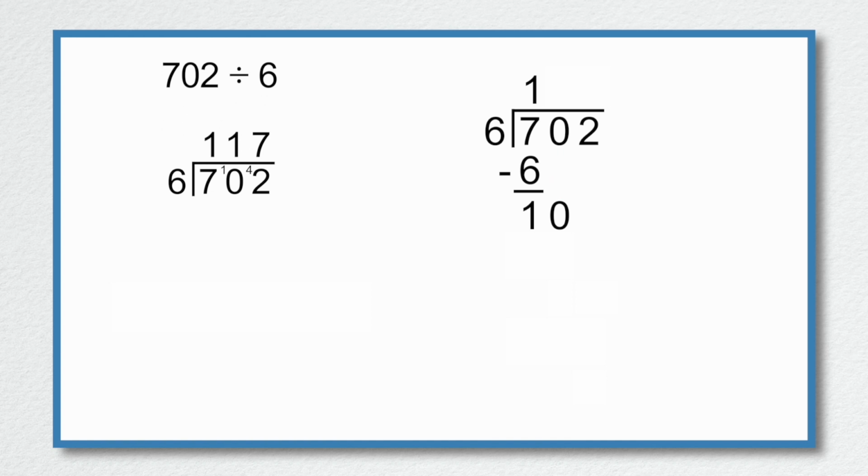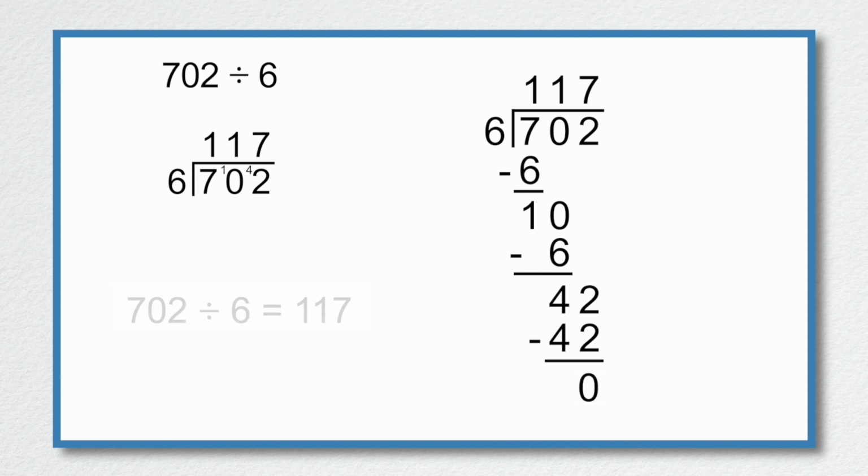10 divided by 6. 6 into 10 is 1, because 1 six is 6. And if we take that away, we're left with a remainder of 4. We bring the 2 down. 42 divided by 6. Well, 6 into 42 is 7, because 7 sixes are 42. And if we take that 42 away from 42, we are left with a remainder of 0.